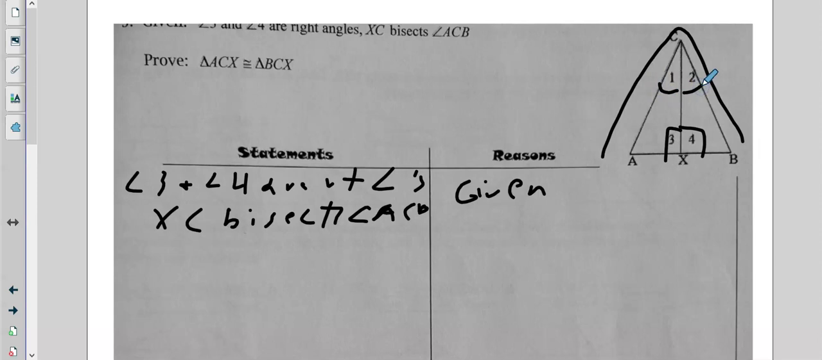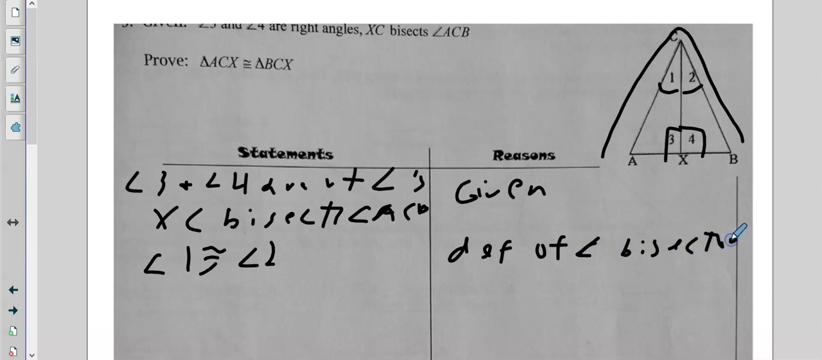So just like when we say midpoint, but then we have to say the things are equal, we need to say angle 1 is congruent to angle 2, definition of angle bisector. So just like midpoint, we have to write out the two sides equal to each other, definition of midpoint. Here we must say those angles are equal, definition of an angle bisector.